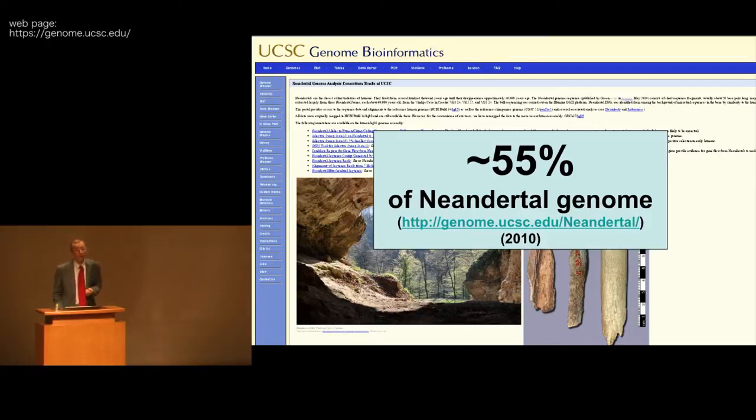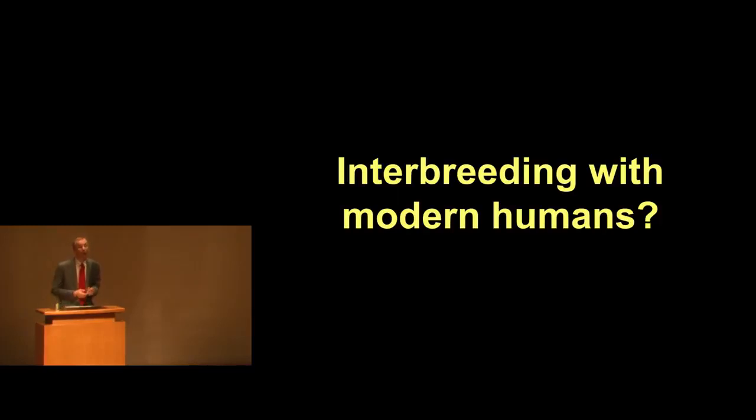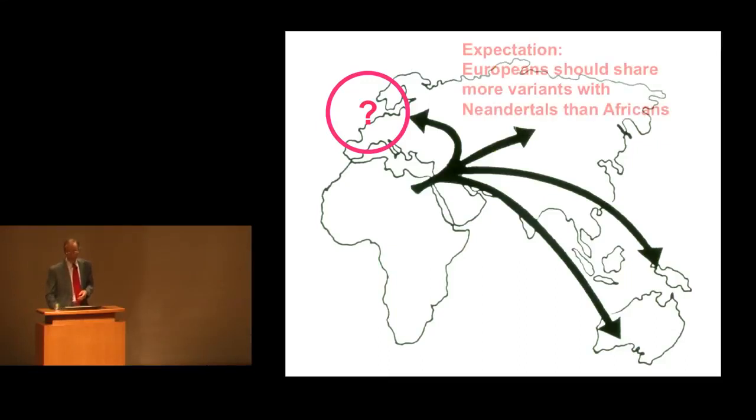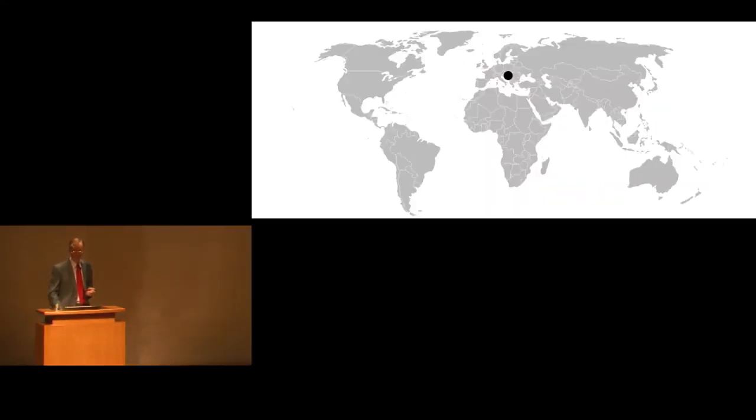And one of the first questions we were interested in was, of course, what about the relationship to present-day humans, to modern humans? What happened when modern humans came out of Africa and met Neanderthals? Did one mix or not? So an expectation, if that would have happened, would be that Europeans today should share more genetic variants with Neanderthals than Africans today, because there have never been Neanderthals in Africa, so there's no reason to assume that they should carry any contribution from Neanderthals.